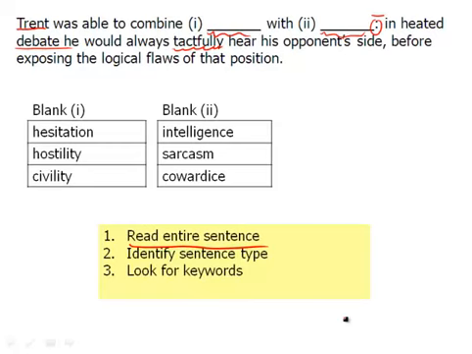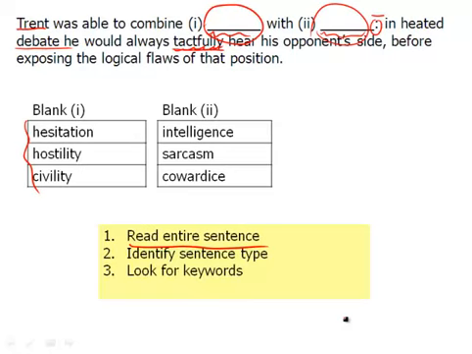So a good thing to remember is to try to deal with one blank at a time. It's a very good strategy because if you try to put too much on your plate, find the clues for both of these, try to come up with your word for both blanks, it's going to be a lot more difficult than doing one blank at a time. So Trent was able to combine blank. Well, he tactfully listened to his opponent's side.